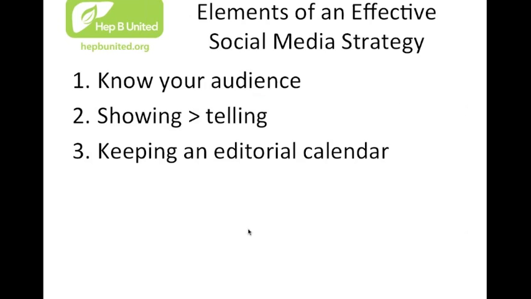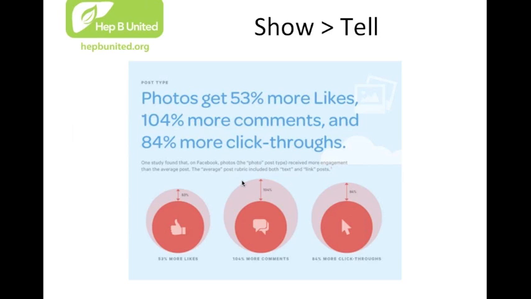The second is showing is greater than telling. Photos and other visuals have been shown to get higher levels of engagement on social media. So on this infographic, this shows that photos get 53% more likes, over 100 more comments, and 84% more click-throughs. So those are pretty high statistics for visuals and photos. If you're trying to raise awareness about a certain issue, like the high rates of perinatal transmission in the API communities, consider sharing an infographic to communicate the stats that you want to get across.